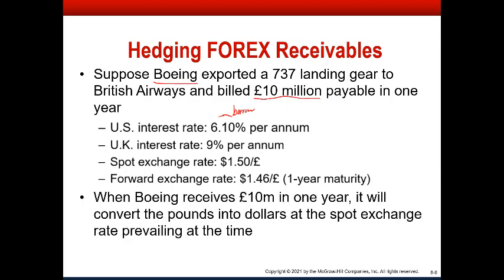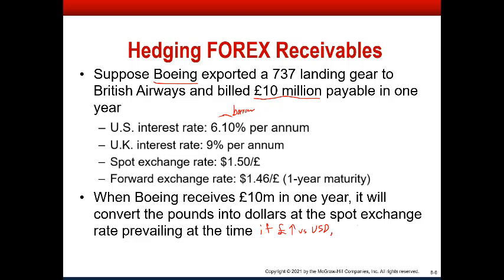Okay, now here's option one. When Boeing receives 10 million pounds 1 year hence, it will just convert them into dollars at the spot exchange rate prevailing at the time. So that would be unhedged. Of course, the risk there is that the value of the pound could rise or fall in terms of dollars.